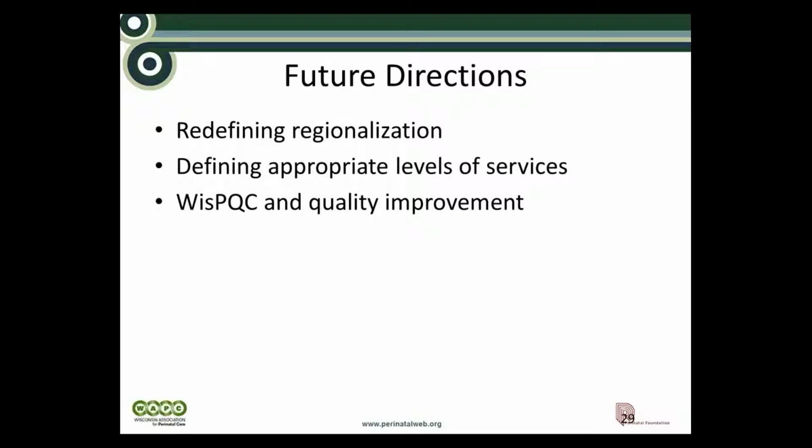Future directions. As we move forward, we're going to have to ask ourselves at least one very important question. How do we define or redefine the concept of regionalization? Historically, as we saw, it was based on a geographic foundation. In the 1970s, there were 6 NICUs in Wisconsin, and they had these connections to the hospitals in their geographic areas and things like that. But things have changed since then, and we're now looking at other things that can define these barriers.